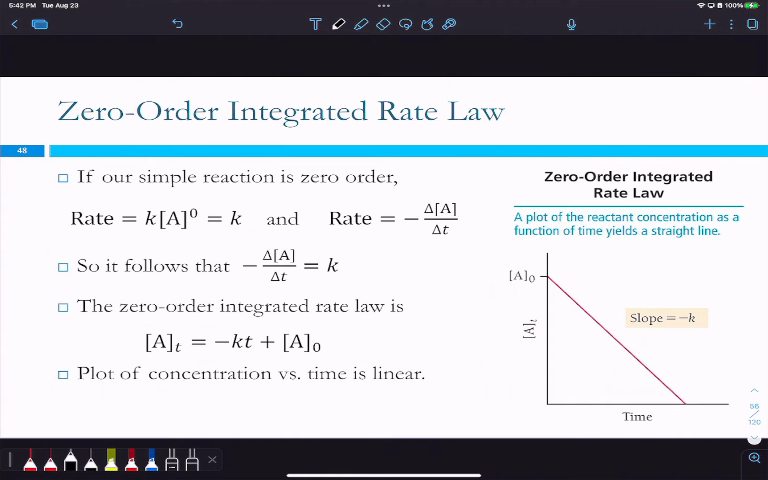Or you can graph it. And the graphing is going to depend on three different types of graphs. One is just the concentration of A versus time, 1 over the concentration of A versus time, or the natural log of the concentration of A versus time. And if it's zero, first or second order, it'll be linear on one of those graphs.